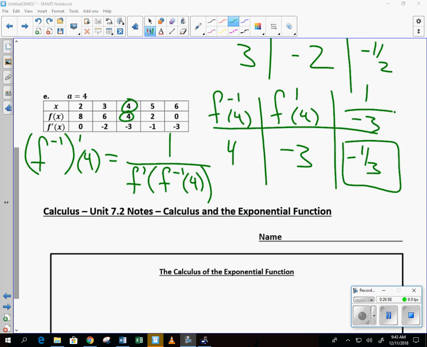Question? It's okay. I think you guys get the idea. We find the y value, we bring it to the x value, we find the derivative of that x value, and we go 1 over. The answer is -1/3. Good.